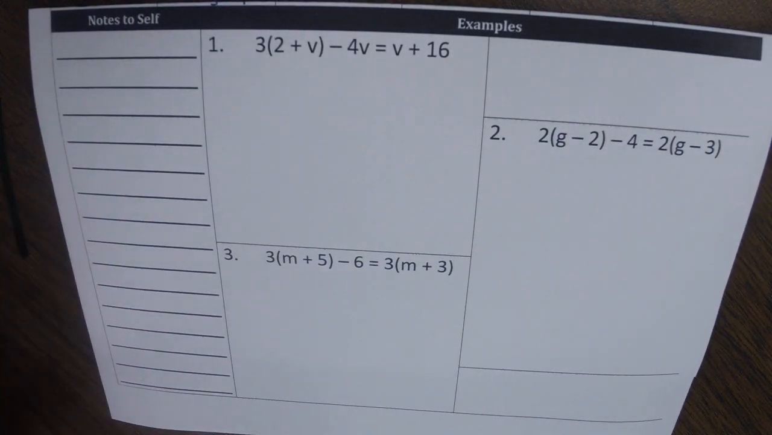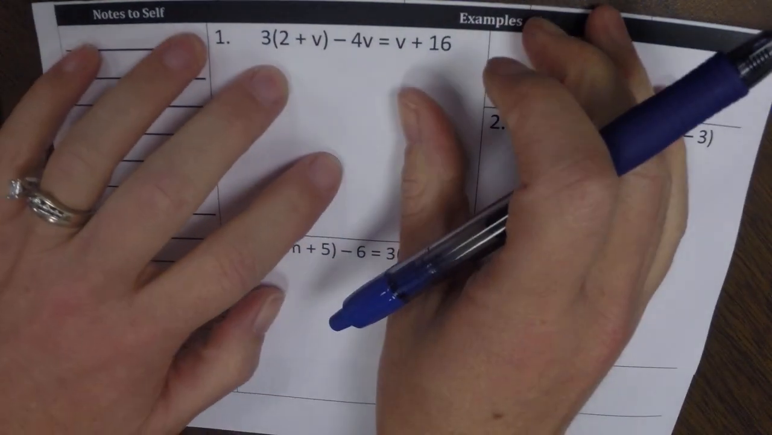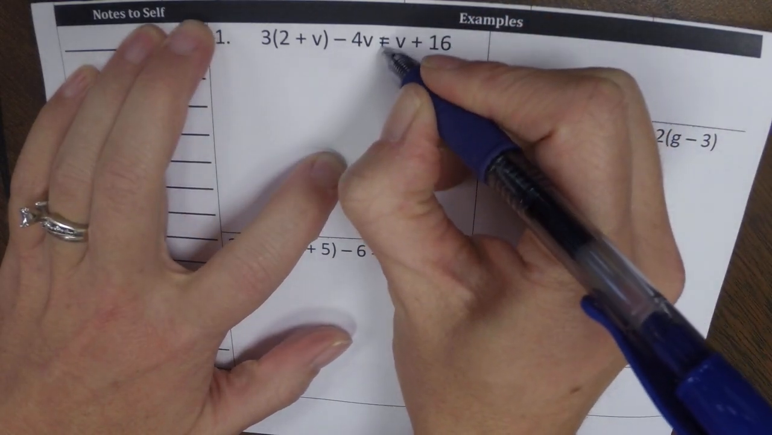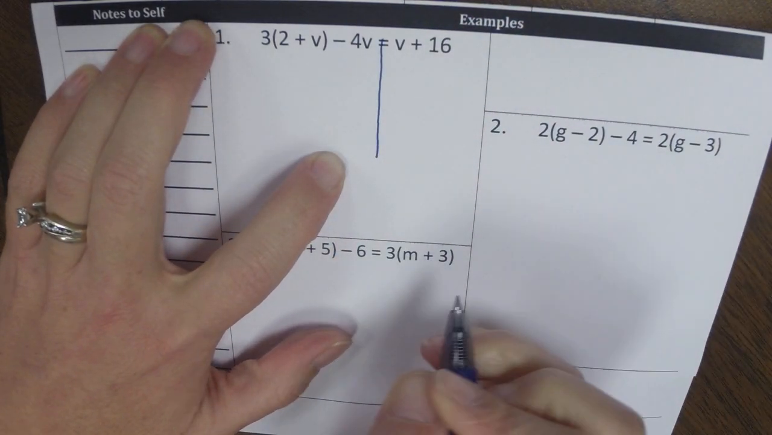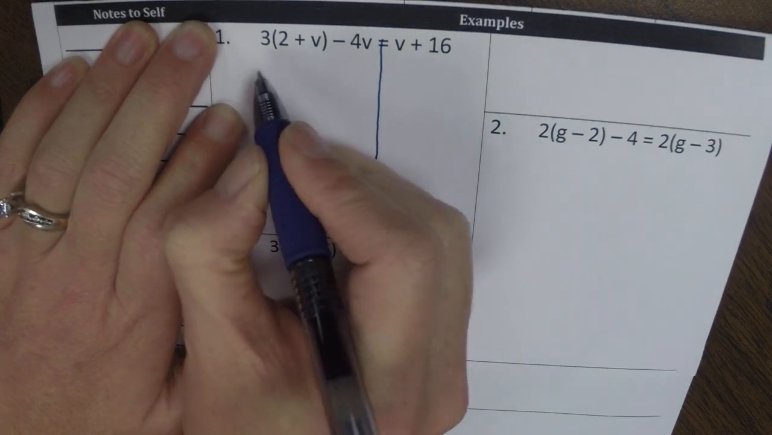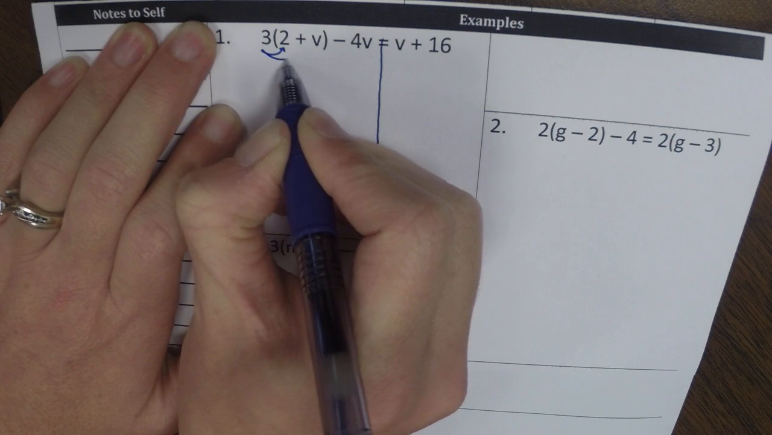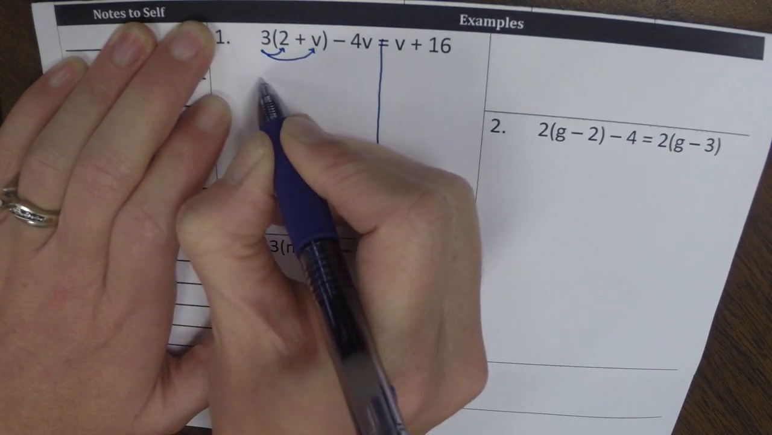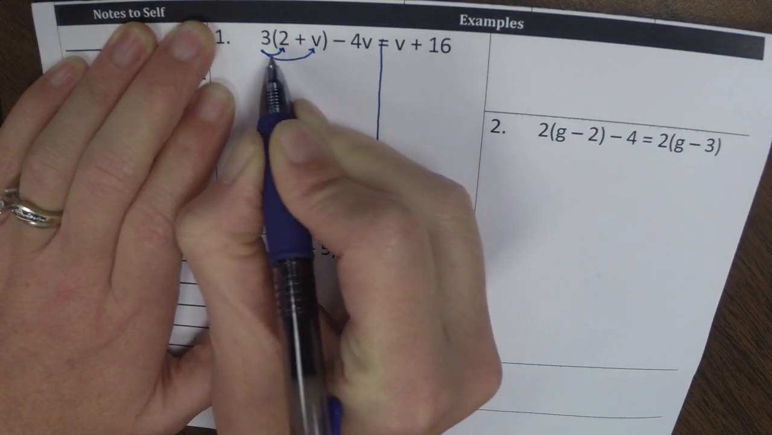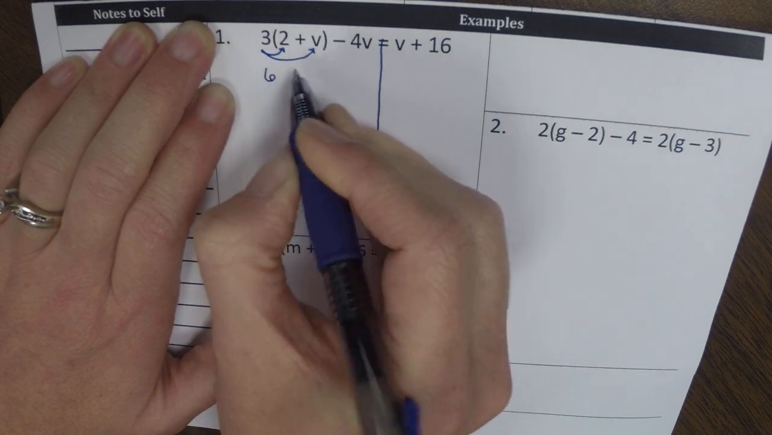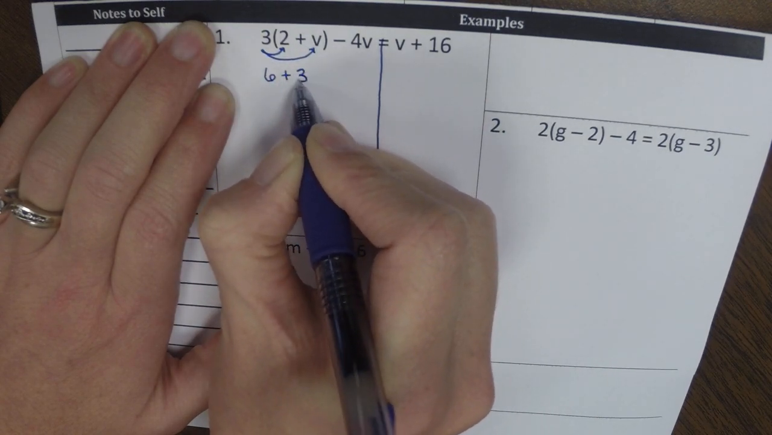All right, so let's look at number 1. Again, we're still going to follow our steps, so we're going to draw the line. Our next step is to distribute to remove parentheses. So this times this, and this times this. So I have 3 times 2, which is 6. 3 times 1v, which is going to be positive 3v.